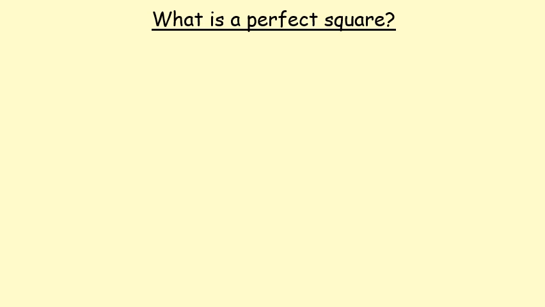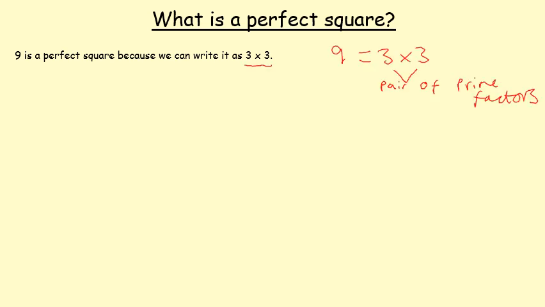First of all, we need to define what a perfect square is. So we have a square number such as 9, and if we break this down into a product of its primes, we can write it as 3 times 3. So because we have a pair of prime factors, 9 equals 3 times 3, that pair of prime factors means that it is a perfect square. We're not going to end up with an awkward number.